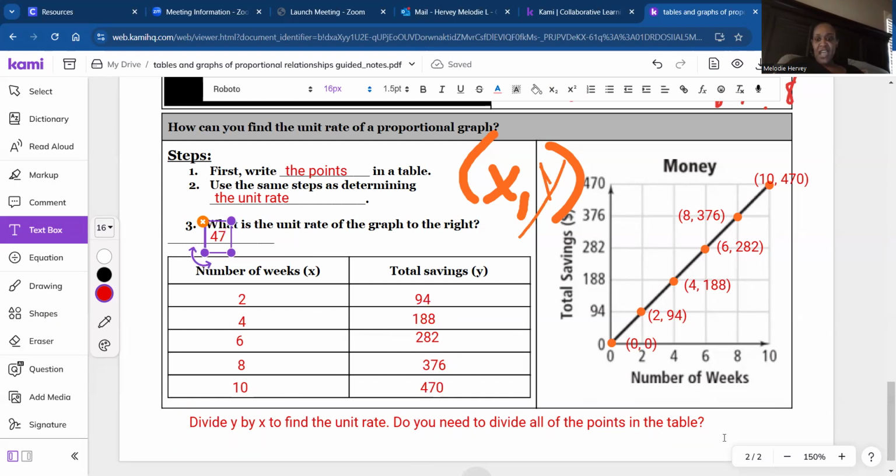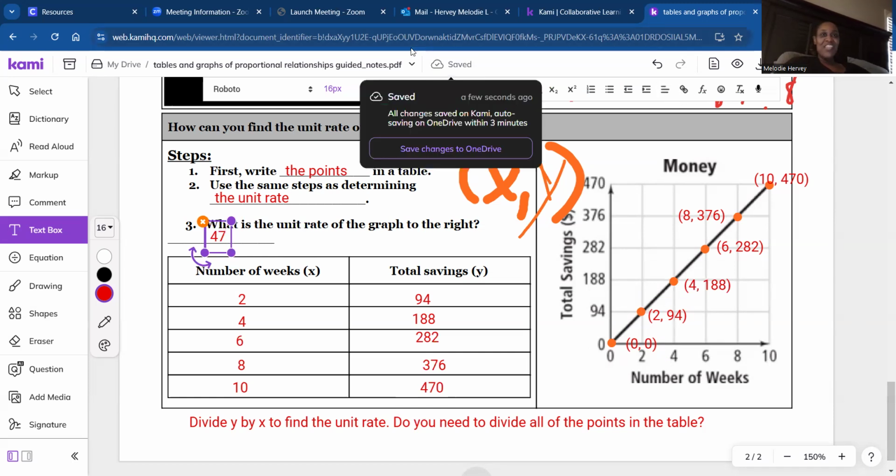So do you need to divide all of the points in the table? No, you don't. Why not? Because I already know it's proportional. I'm not determining whether or not it's proportional. I'm determining the unit rate. And so since I'm determining the unit rate, I already know it's proportional. So that concludes the video. And I'm hoping you're able to see it this time. Thank you.